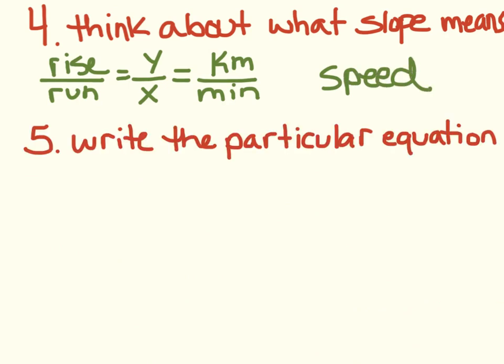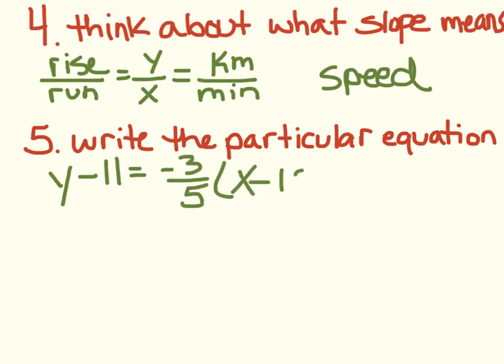Okay, next we're going to write the particular equation. And when I say particular equation, I mean the one with numbers in it. Now we know the slope, so I'm just going to do point slope. Y minus y1 equals your m, and then x minus x1. And it doesn't matter which point you use. And this problem doesn't say it has to be in slope-intercept or any other form, so this is perfectly acceptable as long as it doesn't tell you what form to write it in. So there's the particular equation.